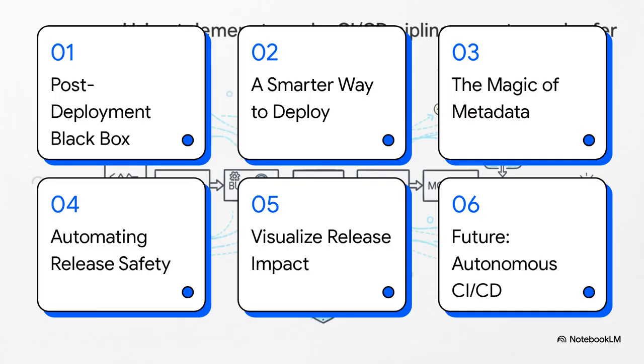So here's our game plan. First, we'll talk about the problem, that post-deployment black box. Then we'll get into a smarter way to deploy, and I'll show you the magic of metadata. From there, we'll see how to automate release safety, visualize the impact in tools you already use, and finally, we'll peek into the future of autonomous CI/CD.